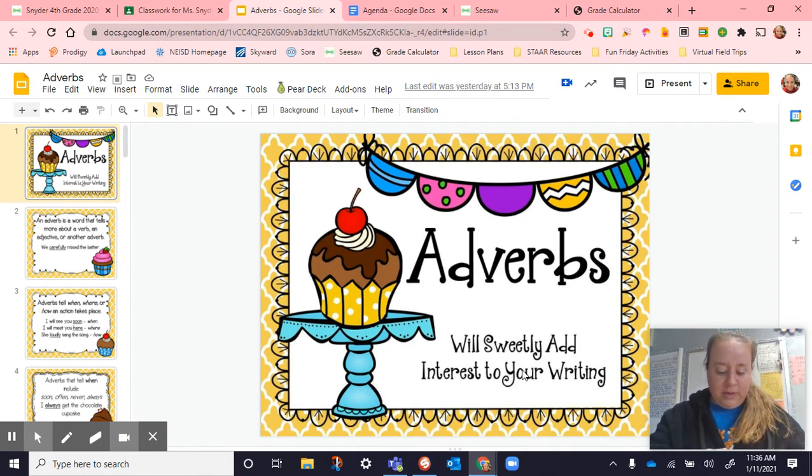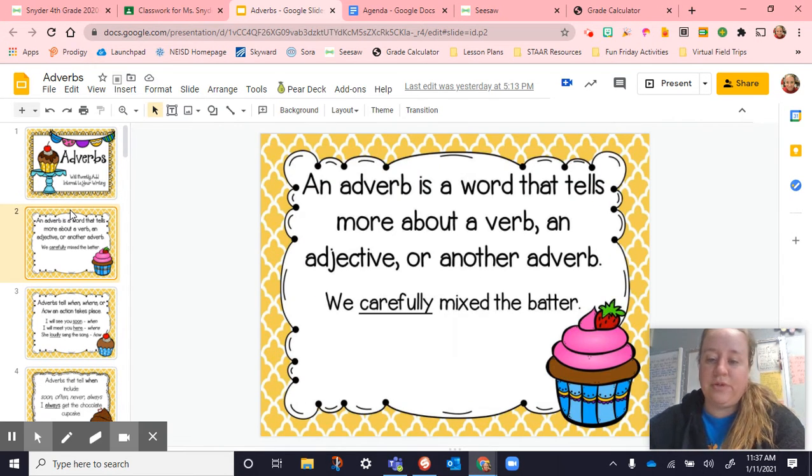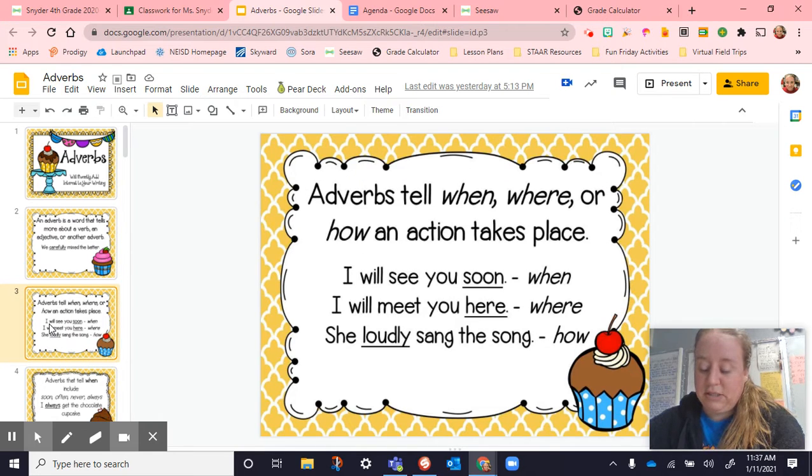All right. So in this one, adverbs are things that we can add to our writing, and it's really just helping the reader understand more what we are talking about. So an adverb is a word that tells more about a verb, adjective, or another adverb. So you could say, we mixed the batter. But if you want the reader to know how you mixed it, then you could say, we carefully mixed the batter. So they say when, where, and how.